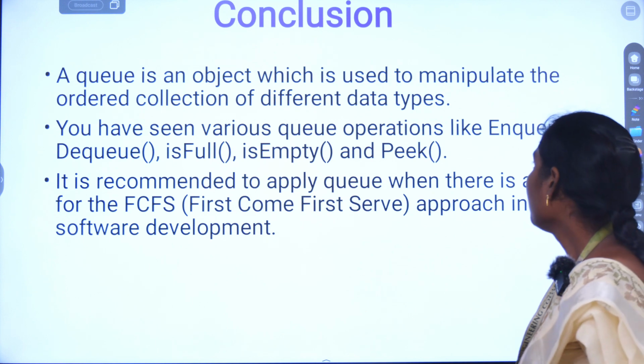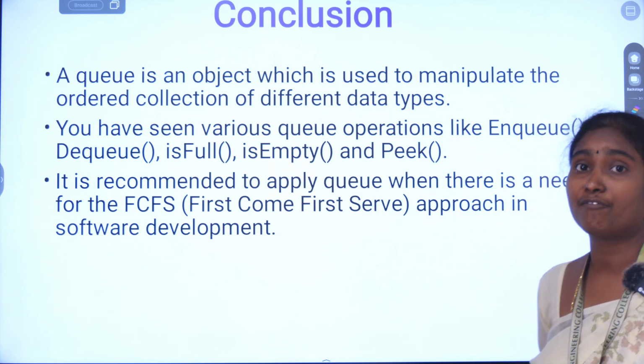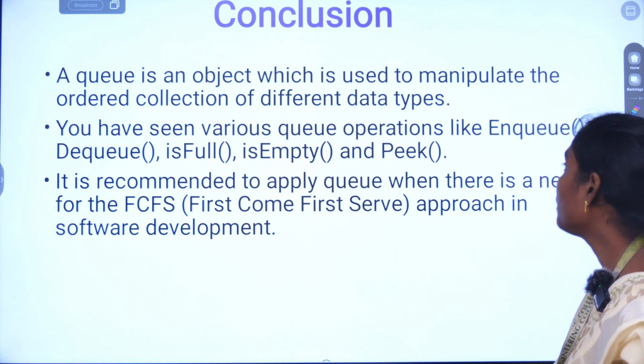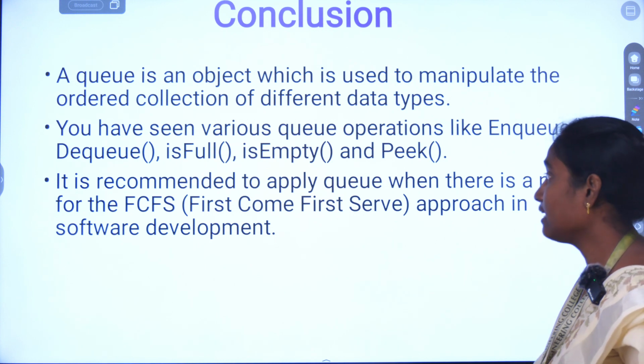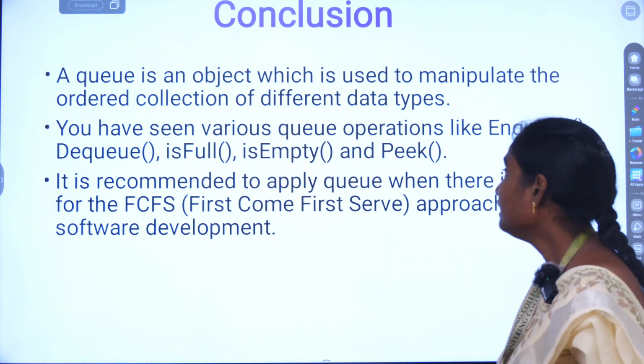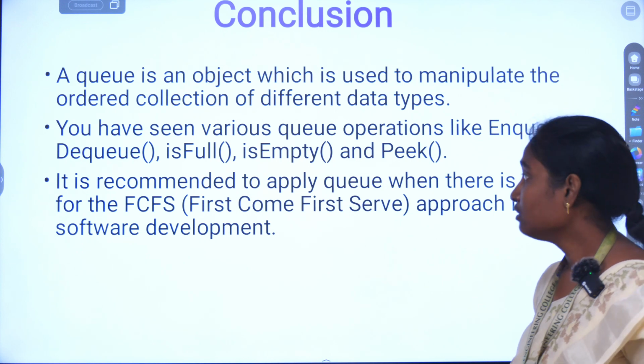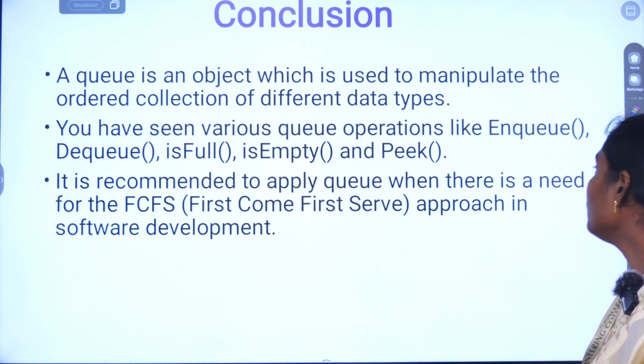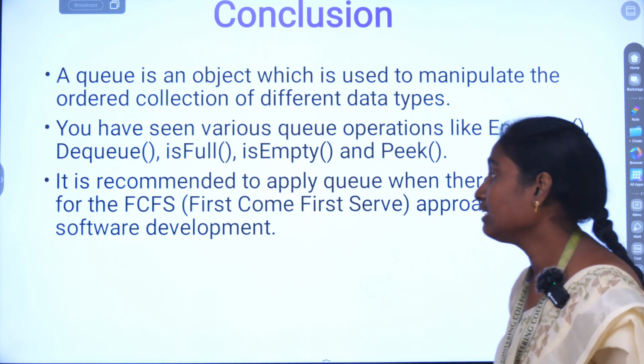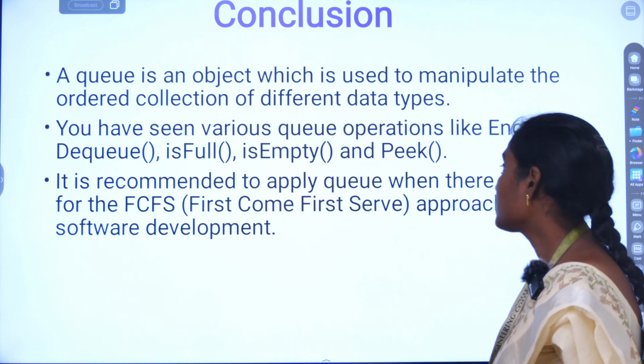Conclusion. Queue is used to manipulate different data types, and also we can perform various operations, that is NQ, DQ, is full, is empty and peek. So it is recommended to apply the queue when there is a need for FCFS, that means first come first serve.